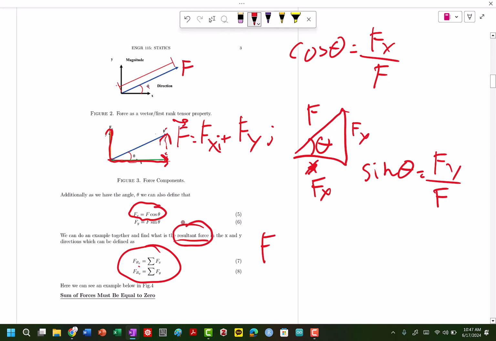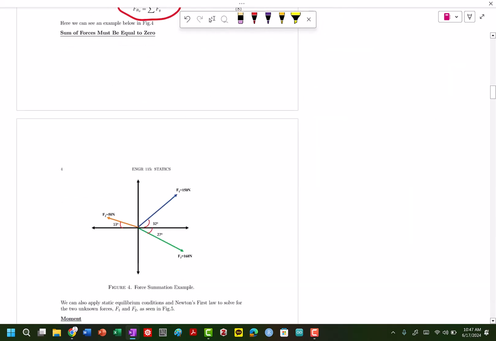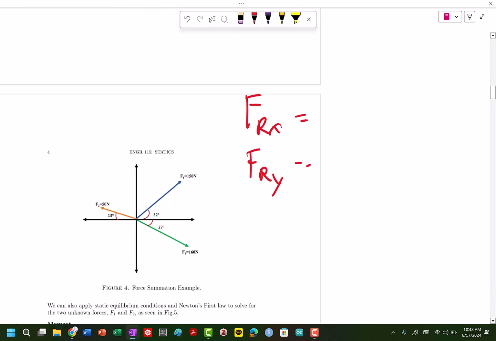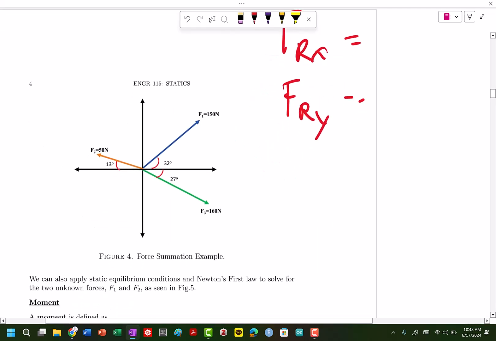So for example, if we have multiple forces, let's take an example here and find what my resultant forces are. What are my resultant forces in x? What are my resultant forces in y? We're going to do that in the next video.